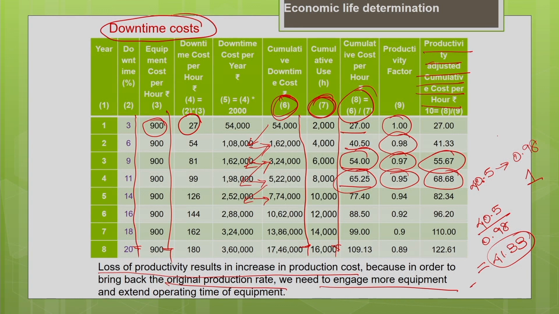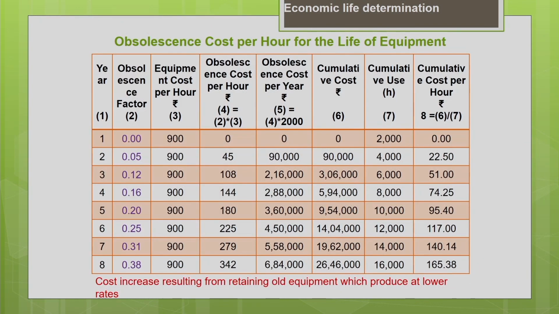Let us now move on to the next cost, which is your obsolescence cost. Every year your obsolescence factor is increasing as the machine is becoming more obsolete. Here we are trying to calculate the cost increase resulting from retaining the old machine with us, which is producing at a lower productivity rate.